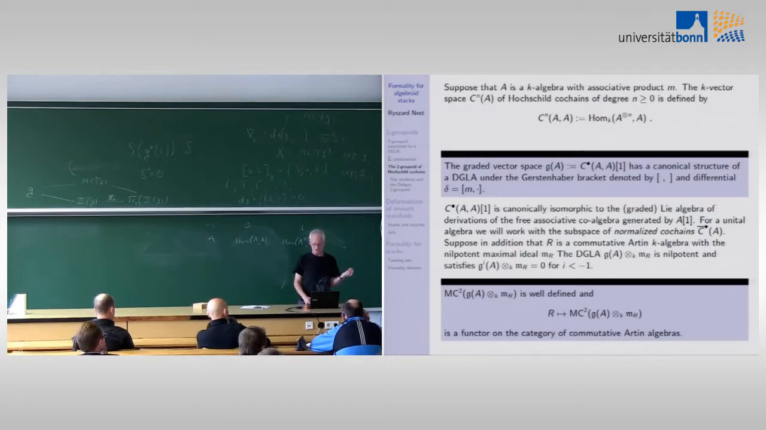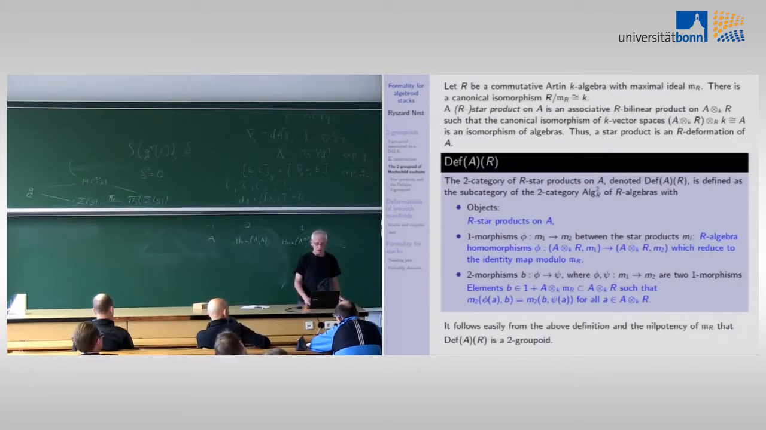Again, the reason for these Artin algebras is that I want nilpotent things. If I start with a DGLA, I tensor it with something nilpotent to make sure that I have something nilpotent again. So you get a functor from R, which is just a commutative algebra with maximal nilpotent ideal m_R, to these two-groupoids. Deformation. So this is really an example of deformation. So what is a deformation?